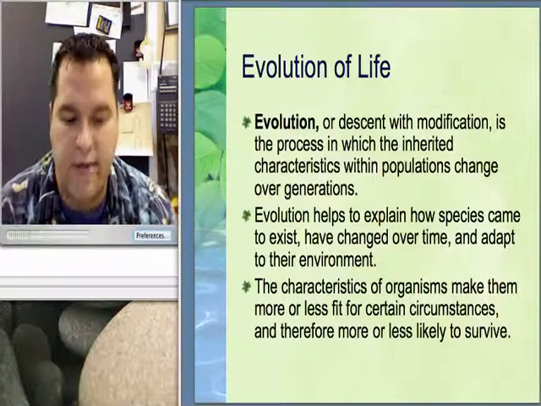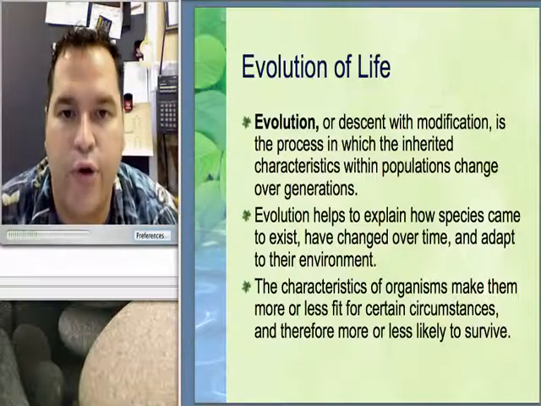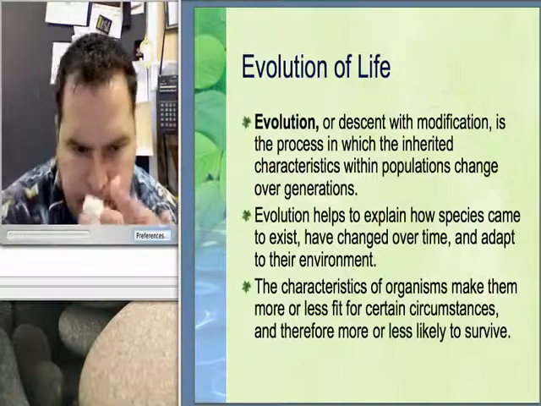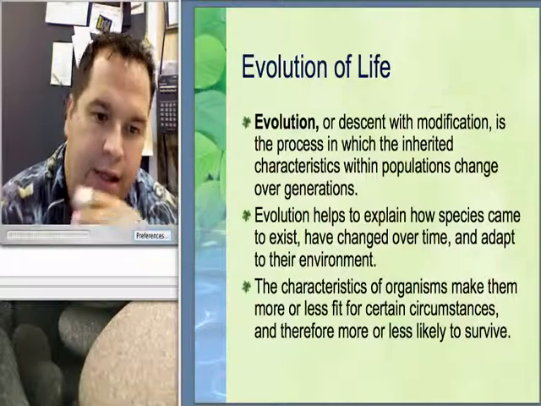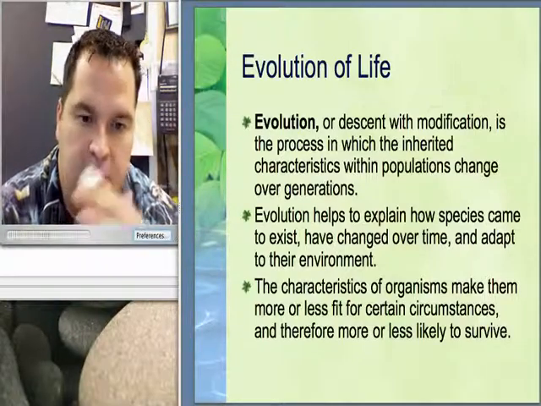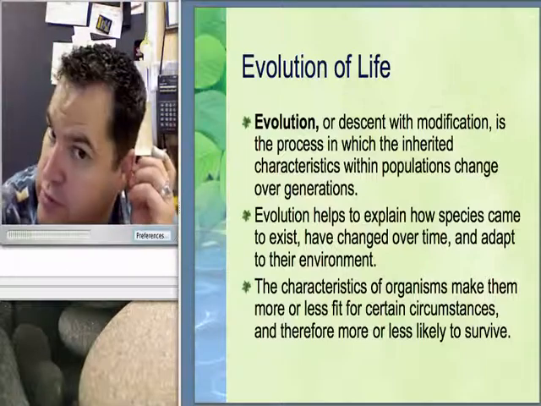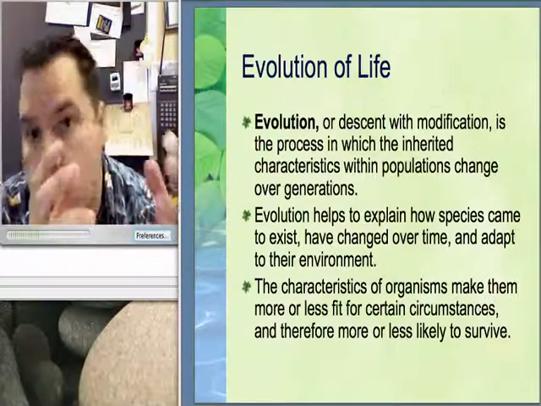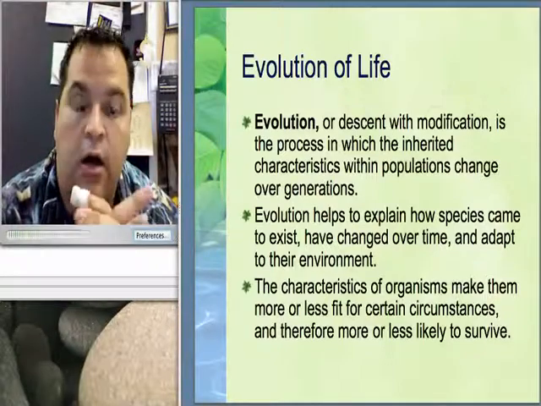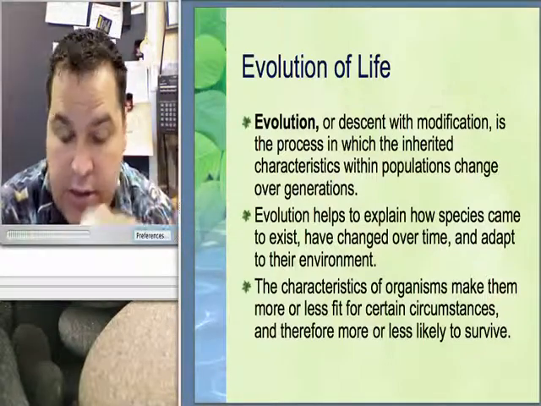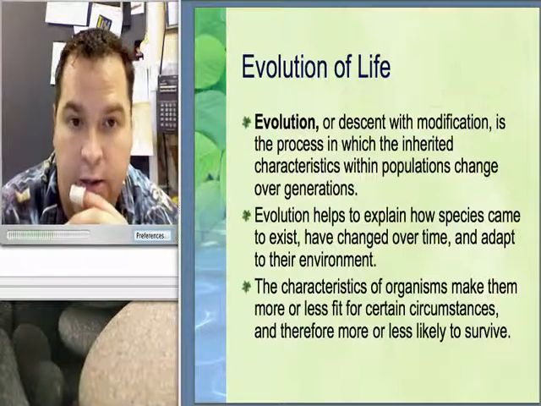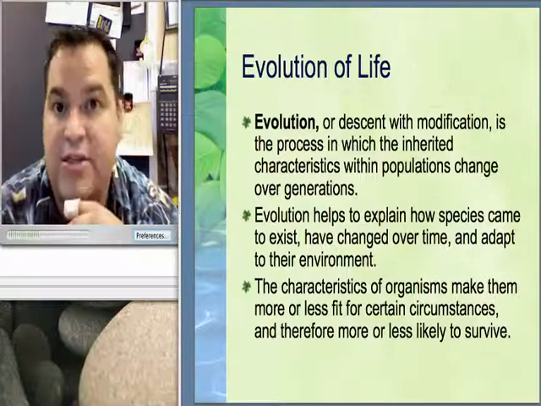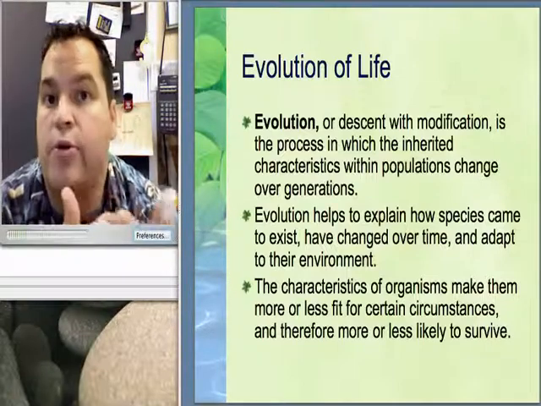So basically what evolution does is explain why we're so diverse. How did living things come to be so diverse? Well, it's pretty simple. The characteristics of an organism make them more or less fit for a certain circumstance or a certain environment. The more fit they are, the more likely they are to survive. The less fit they are, the less likely they are to survive. And we all know this, that if you don't survive, you can't reproduce. So the things that are more fit not only survive but reproduce more.